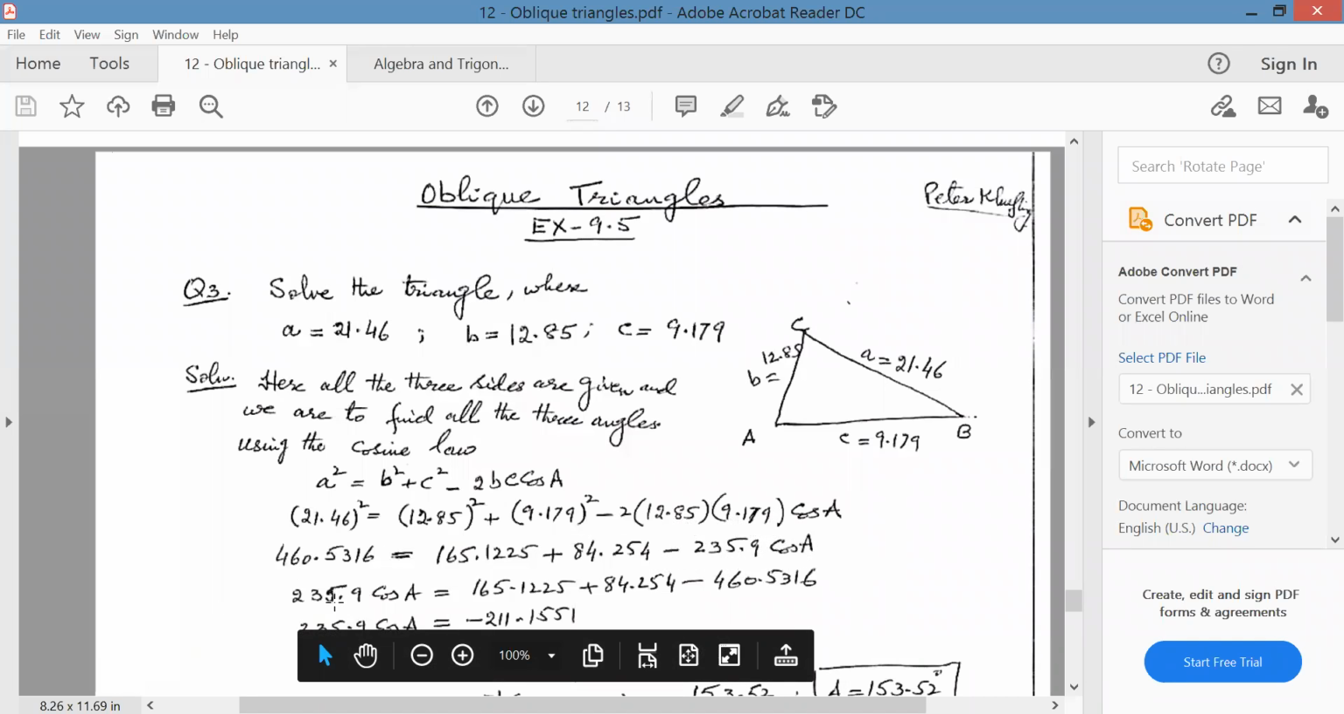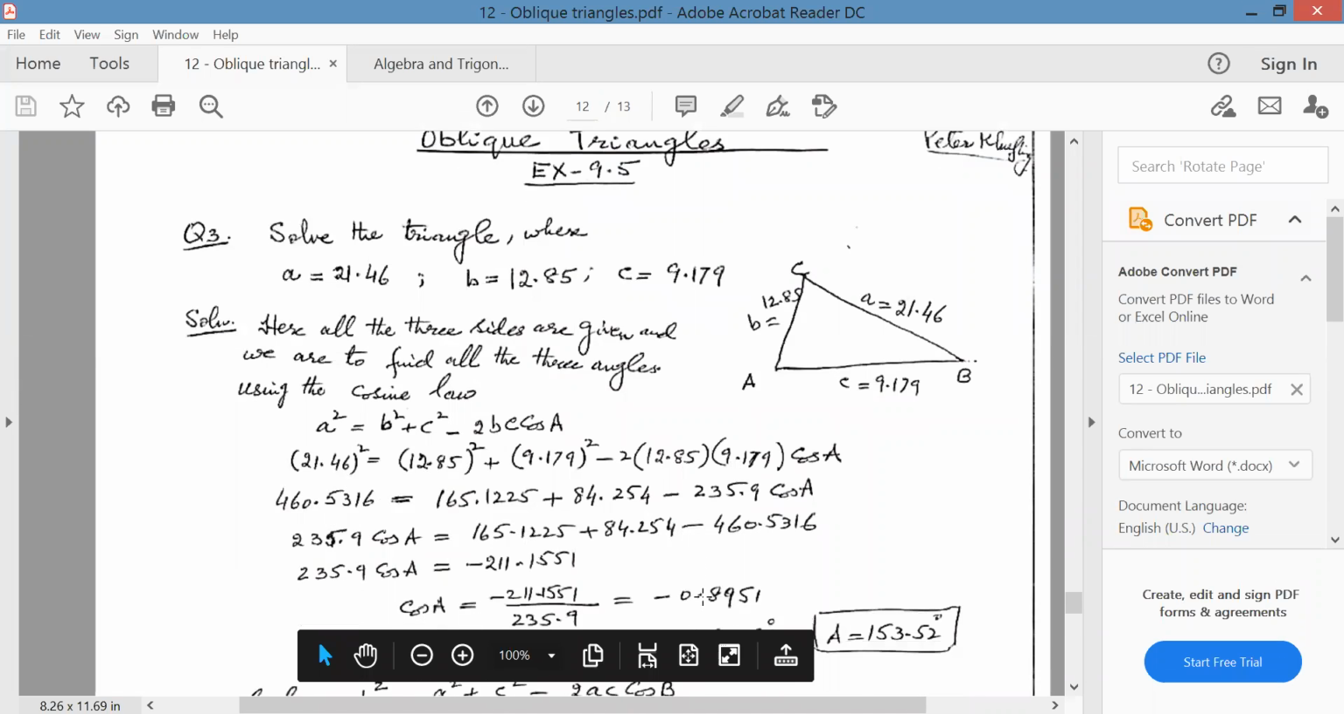Bring it to the other side. The two terms which are already on the right side, let them be as they are, and you bring the left term to the right side. The moment you shuffle the left term to the right side, the sign will be changed, okay?